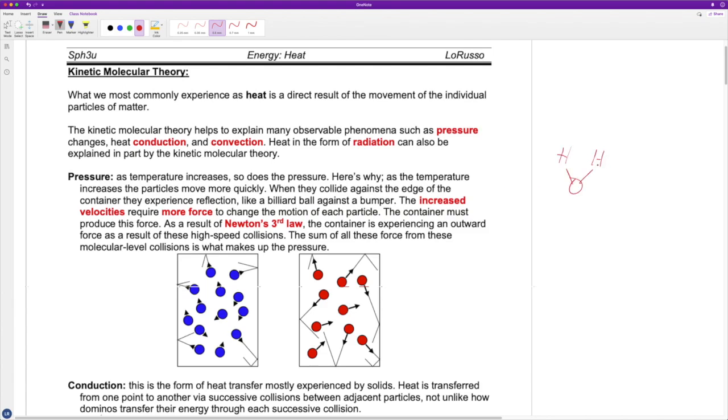So imagine a water molecule. Well, the heat is defined by the vibrations that occur in this direction, and the whole atom molecule itself vibrating back and forth. So the hotter something is, the more violent these vibrations are at the subatomic level. So the kinetic molecular theory helps to explain some observable phenomena such as pressure, heat conduction, convection, and radiation.